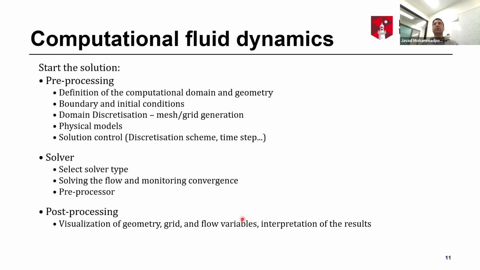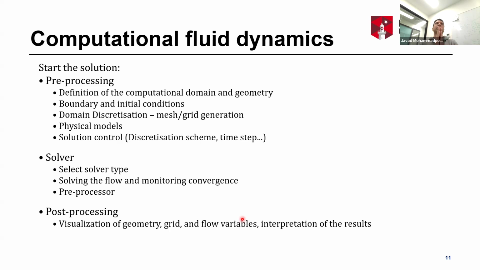We can divide CFD problems into three different parts. The first, initial part is pre-processing. It means that you need to define your computational domain and geometry. So you need to create and generate your computational domain, your geometry. You can use CAD software, and you can even do that by writing some script.